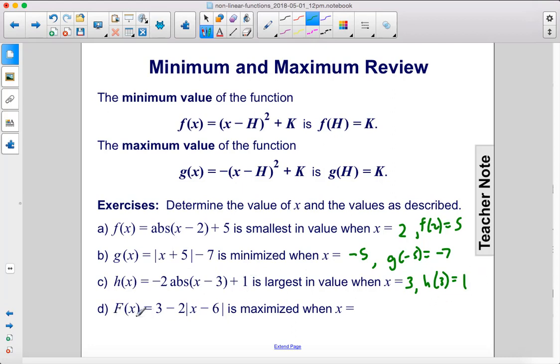And finally, f(x) = 3 - 2|x - 6| is maximized when x equals 6. When x equals 6, this whole term drops out, and we're left with 3. So f(6) equals 3.